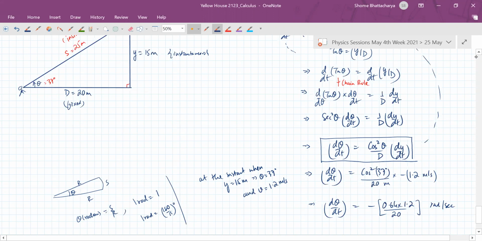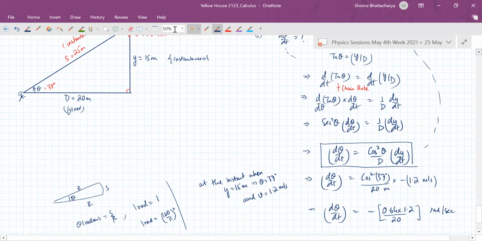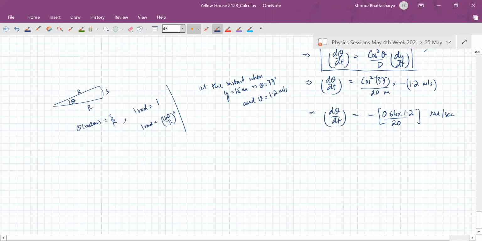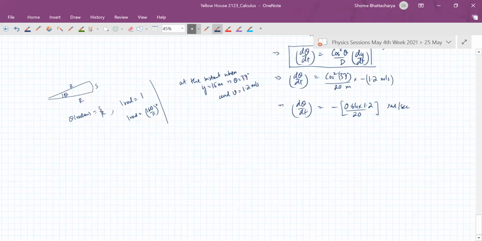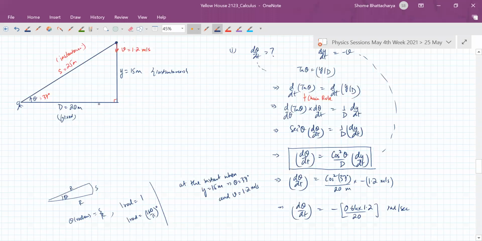Anyhow, coming back, this is the value of d theta by dt, and it's a negative quantity, as expected, because theta is decreasing with time. So this is the first part, the rate of change of theta with respect to time. Now similarly, we'll find the second part, the rate of change of s with respect to time, by relating s with y and then using the chain rule, or we can even relate s with theta and use the chain rule, because now we know d theta by dt also at this instant.